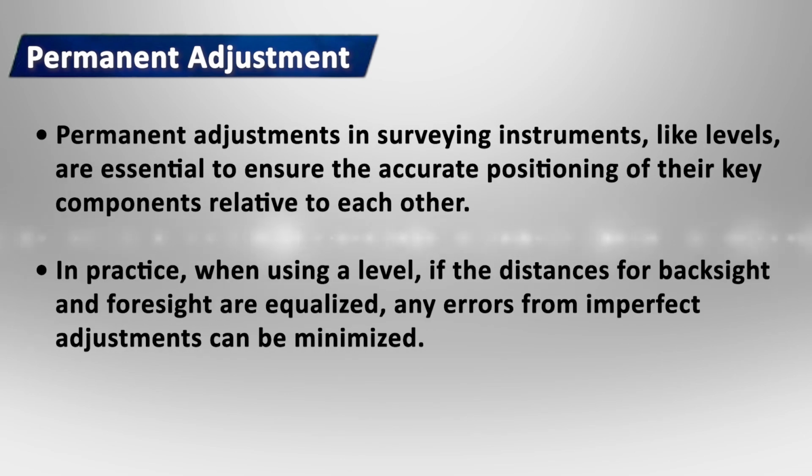So, as we have already discussed temporary adjustment in the previous session, we will move on to permanent adjustment. Permanent adjustments in surveying instruments like levels are essential to ensure the accurate positioning of the key components relative to each other. These adjustments should be as precise as possible for reliable measurements. In practice, when using a level, if the distances for the backsight and foresight are equalized, any errors from the imperfect adjustment can be minimized. While achieving perfect permanent adjustment is not strictly necessary if proper measurement techniques are followed, surveyors should still be skilled in testing and correcting their instrument.